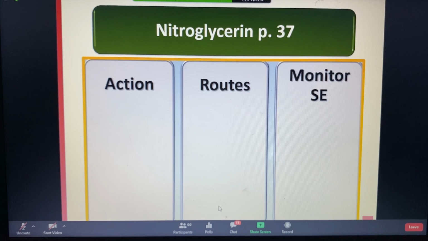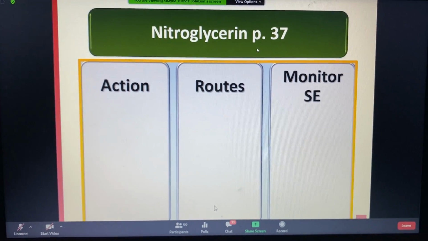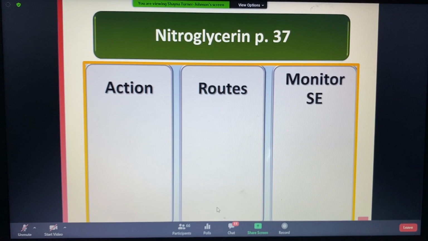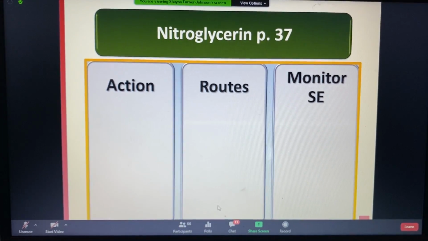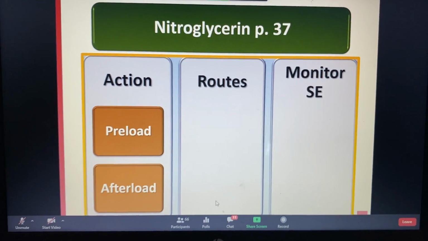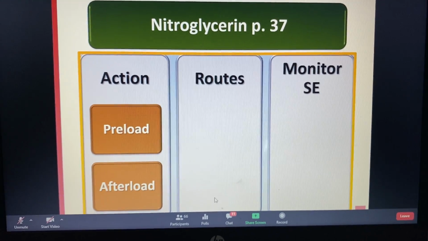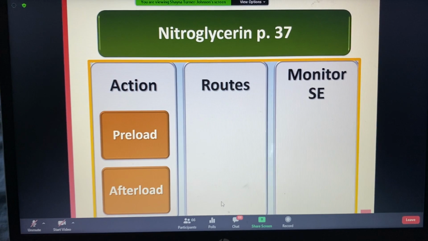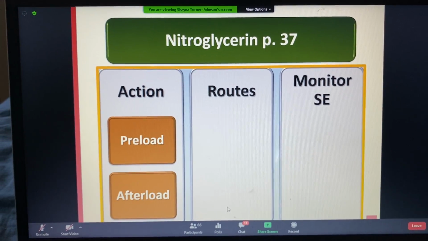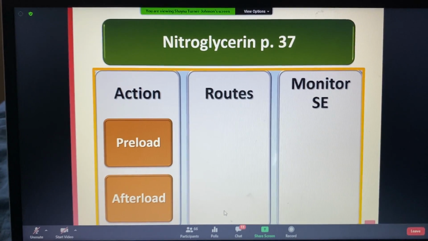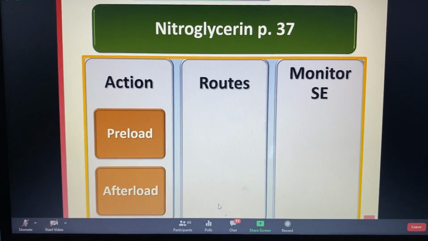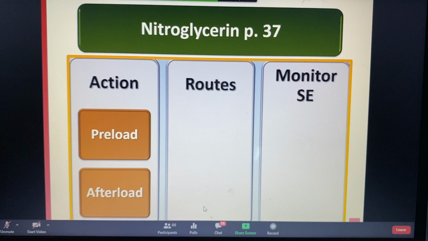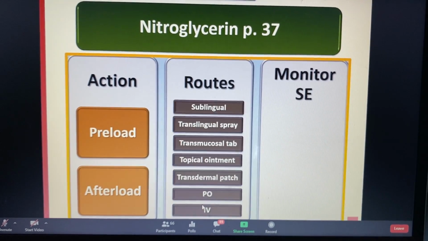Let's talk about nitroglycerin a bit. So, action of nitroglycerin. Nitroglycerin has an effect on both preload and afterload, meaning that it relaxes the ventricles so they can fill better, and then it relaxes the aorta so that the ventricles don't have to pump as hard to get the volume out. That's the definitions of preload and afterload, okay?